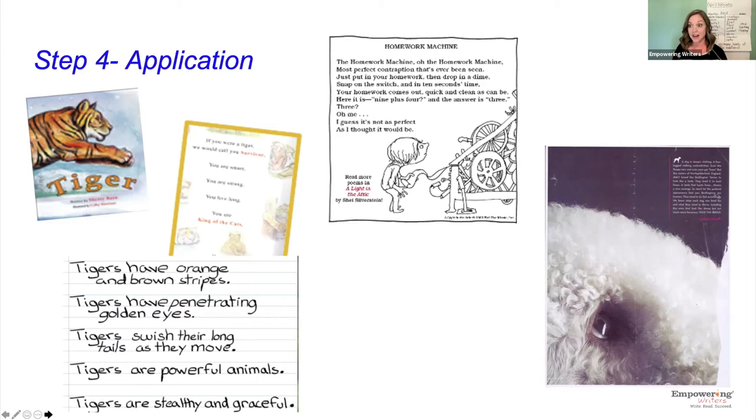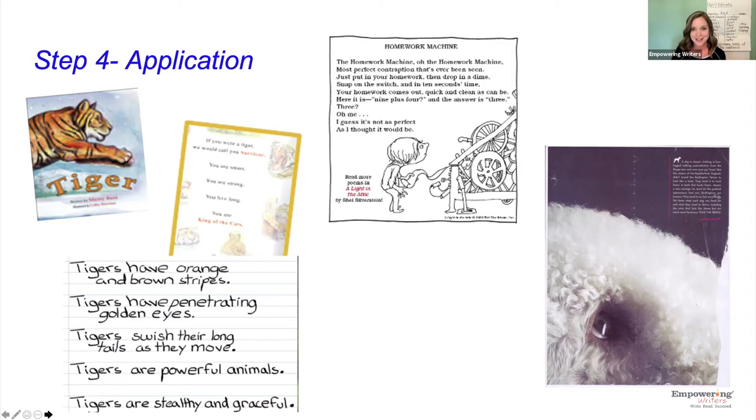And so now that I know the moves that authors make, I am more likely to notice this as a reader. If you look at the next example, there in the middle, that's a poem by Shel Silverstein called Homework Machine. And as I begin to read this, I know about word reference, so look what pops out. The homework machine, oh, the homework machine, most perfect contraption that's ever been seen. What's a homework machine? It's a perfect contraption. See what the author did there?